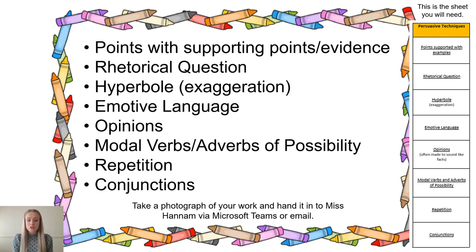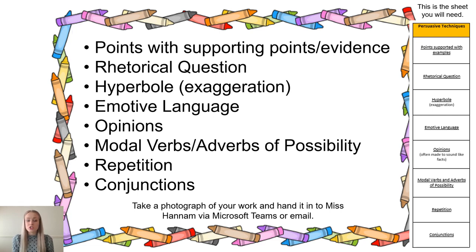We have rhetorical questions, which are questions that don't necessarily get answered, such as grey crayon saying, how about you give me a break once in a while? He's wanting Duncan to think about, oh yeah, maybe I should actually give him a break because grey crayon, I use him all the time.